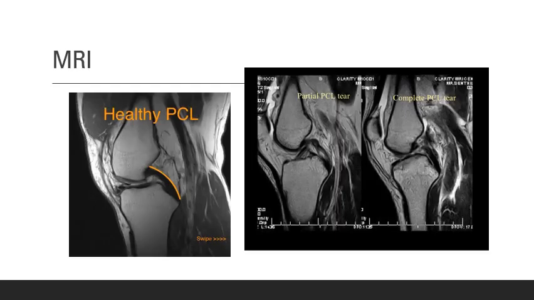MRI helps in differentiating normal PCL from torn PCL. First MRI shows normal PCL which is taut. Second MRI shows the tortuous PCL which is a partial PCL tear, and another one showing a complete PCL tear which is also tortuous.